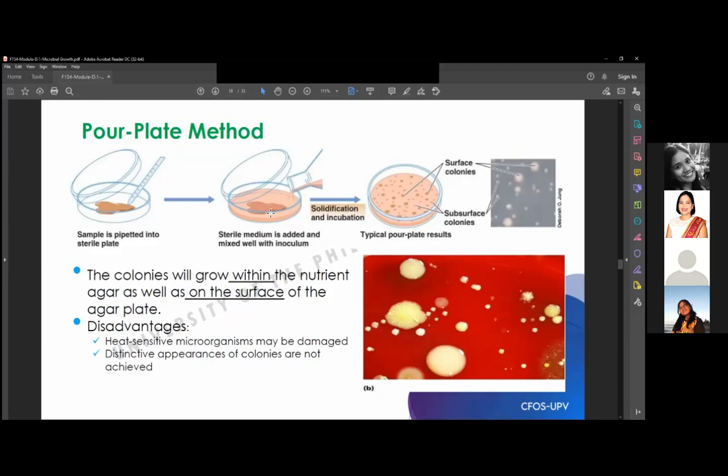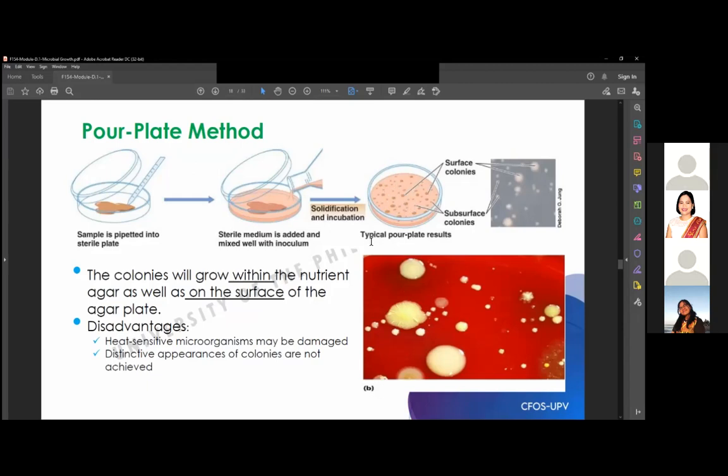Okay, so the colonies using pour plate method will grow within the nutrient agar as well as on the surface of the agar. Once sinasabing within, nakasiksik siya doon sa media. Okay? Pwedeng mag-grow siya within sa loob ng media kasi nilagay mo siya nung melted pa yung media mo, or pwede din silang mag-grow on the surface of your media. Iyan yung one of the major differences nila ng spread plate. One of the many differences.